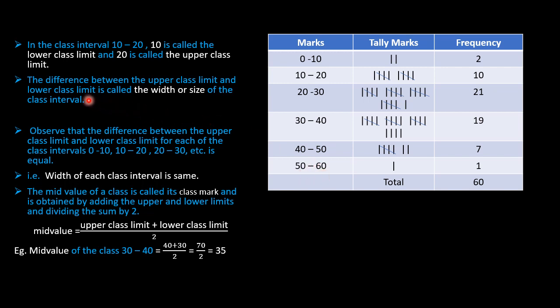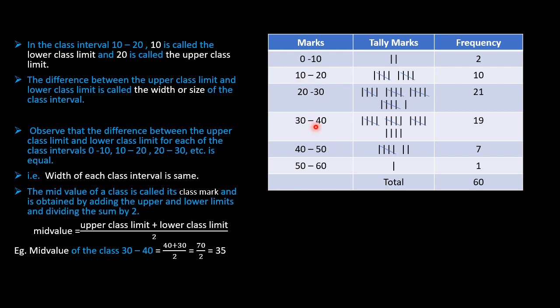Which is the upper class limit? 60. Second point: the difference between the upper class limit and lower class limit is called the width or size of the class interval. So children, we have to understand the width. Take the class 10 to 20. Find the difference, 20 minus 10. What is it? 10. So 10 is the width of the class.